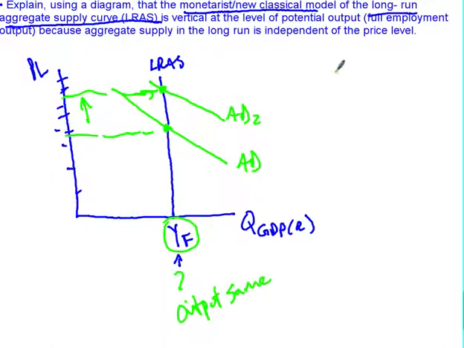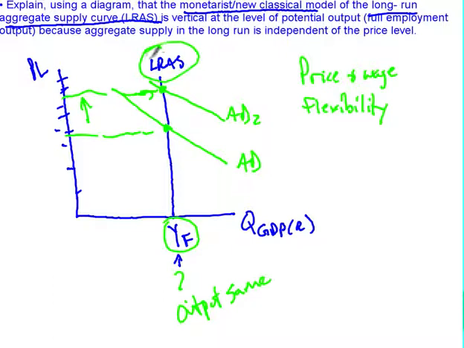And one of the things that this model assumes is that there is price and wage flexibility. We'll get more into this when we get into equilibrium, but this is the key part here, that the monetarists have a vertical long-run aggregate supply. Again, long-run supply is independent of the price level. It doesn't matter where the price level is. Here's our supply.